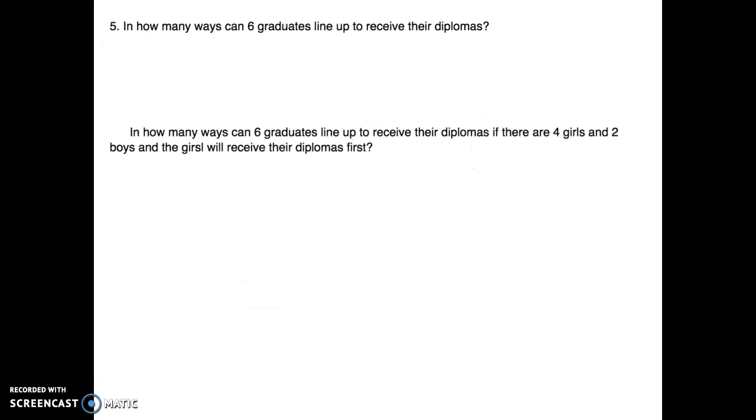Okay, number 5. How many ways can 6 graduates line up to receive their diploma? So same idea here as the other one with the 4 lines. So in this one, I'm going to do 6.